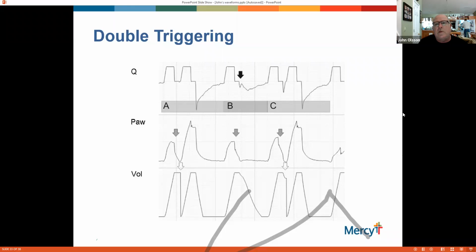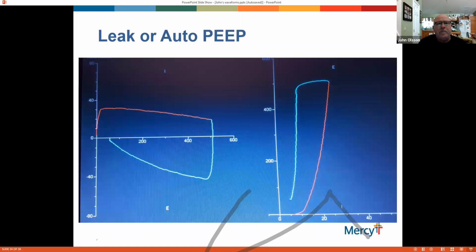So these are, when your waveforms don't look right, and I know it's hard to see, but if they start looking jaggedy like this, that means something's happening with your patient, and you need to try to fix that. Here you can use these flow volume loops here.